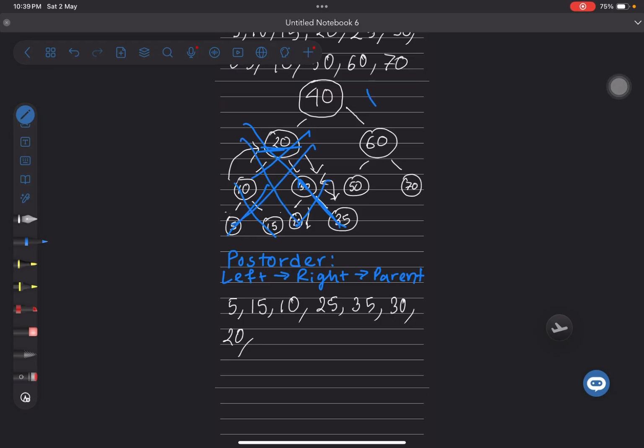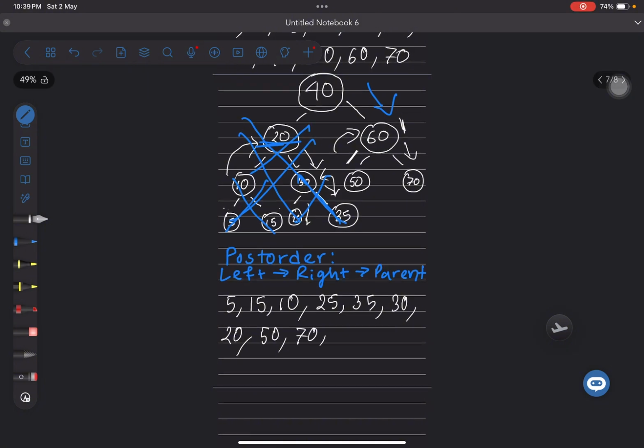But now we have to hit the right side. So we come to the right side first, we get 60, and then we go to the left of 60. We have 50. Great. After that, we go back to 60, but we cannot touch 60. We go to the right side, which is 70. And then we finally hit the parent, 60. And now the entire left side is done, the entire right side is done. So what's left? The absolute parent or root, which is 40. And this would be the post order of them all.